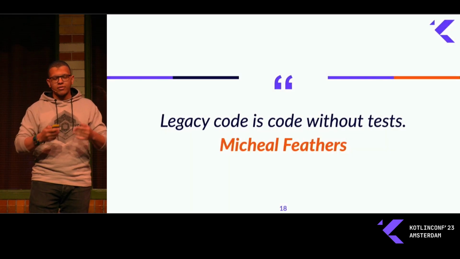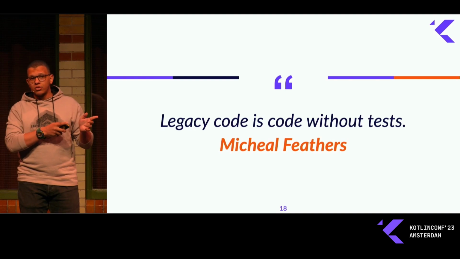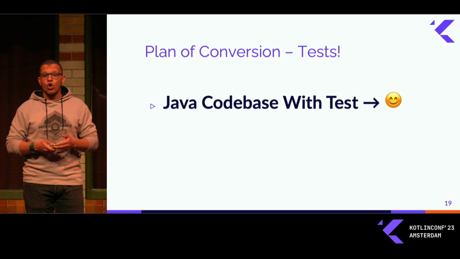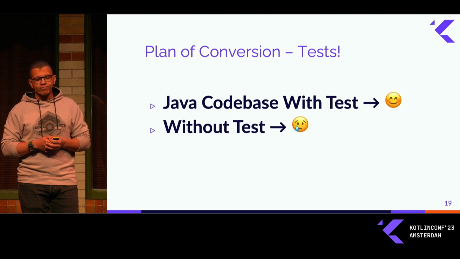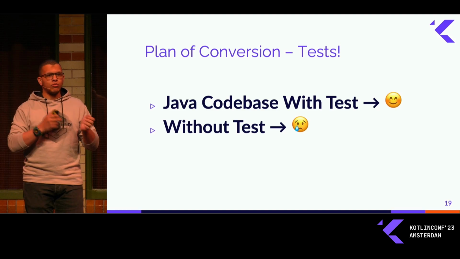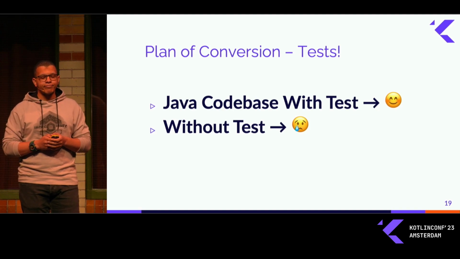So for me, like Michael Feathers in his book Working Effectively with Legacy Code, legacy code is code without tests. So you either have some tests in your code base, or you don't, right? It's either one of two things, of course. For both cases, you can do the migration, you can move to Kotlin. I will share two main strategies to do that.